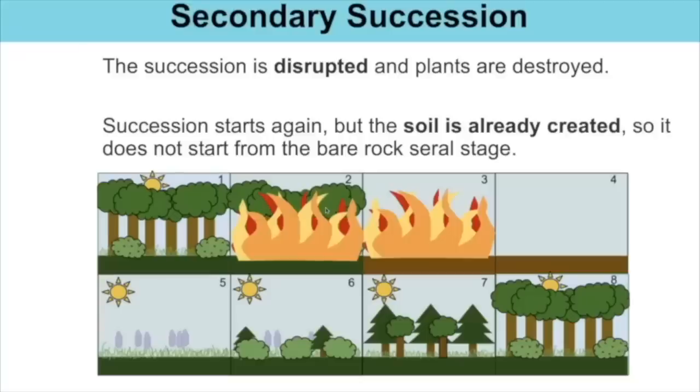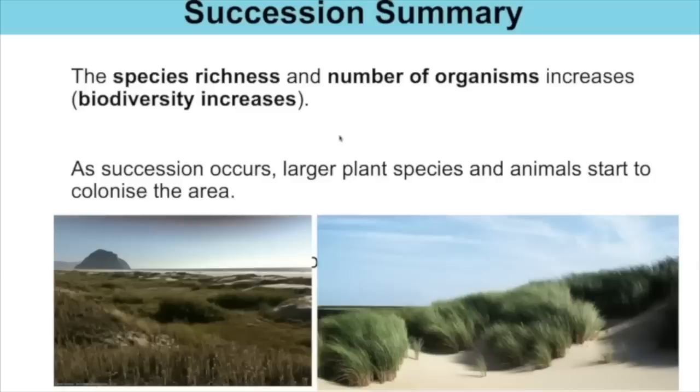Now, a secondary succession is when the succession is disrupted and the plants are destroyed. Therefore, the succession has to start again, but we don't start again from bare rock because the soil is already there, it's just the plants that have been destroyed. So overall, from succession, as we have that change over time, the species richness will increase, as well as the number of organisms, or in other words, the biodiversity increases over time. As succession occurs, larger plant species and animals will also start to colonise the area.